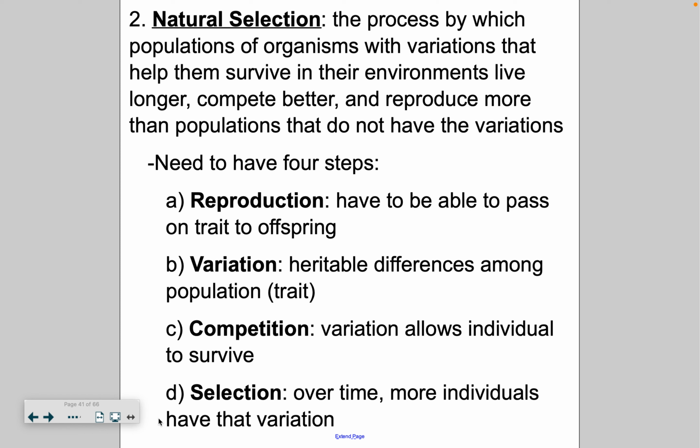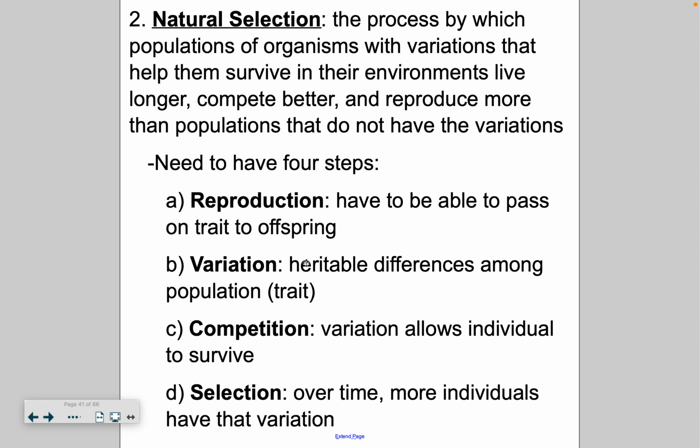over time. Just to recap what natural selection was, it's a process by which populations of organisms with variations, and these variations help them survive in their environments. If that variation can be passed on to the next generation, these individuals will live longer, they'll compete better, they will reproduce more, and in the next generation you will see more of that variation. So you kind of need to have 4 parts or 4 steps to it.